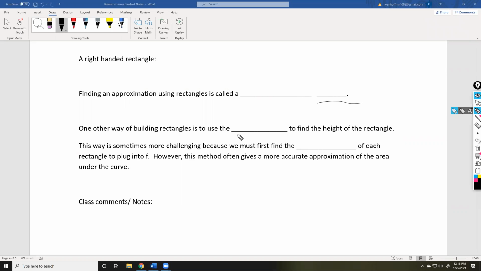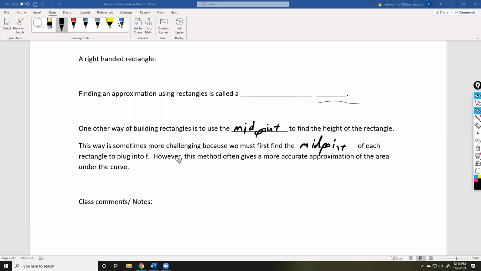And the way that we can do that is to use, I said we'd come back to this, the midpoint to find the height of the rectangle. Because remember how the overestimate and underestimate got created? Well, if we split the difference and use the midpoint, a lot of that over and underestimate is not going to happen anymore.